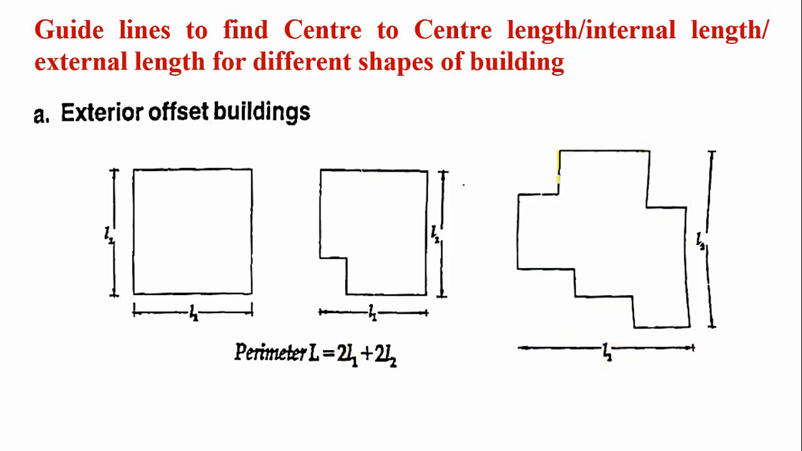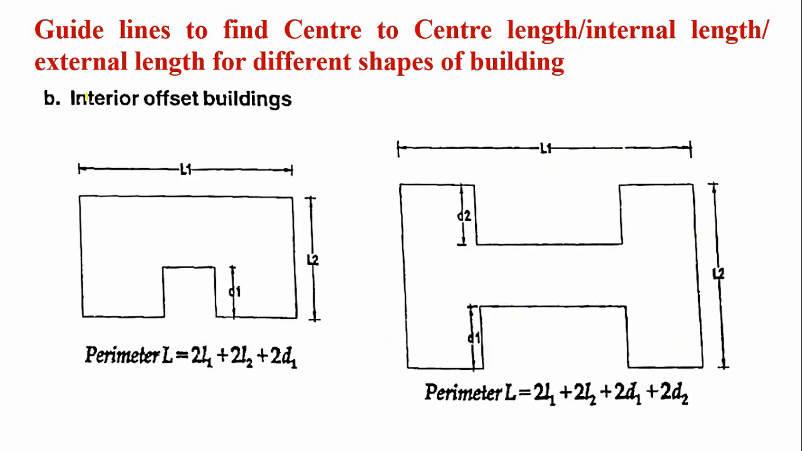Next is this vertical portion. You see this is L2, this plus this and this. If you add up, you will get L2. If you add up this vertical portion and this vertical portion, you will get L2. Therefore it will be 2 times L2, right? So 2 times L1 we have, 2 times L2 we have. Whenever we have an exterior offset building, we can easily calculate.